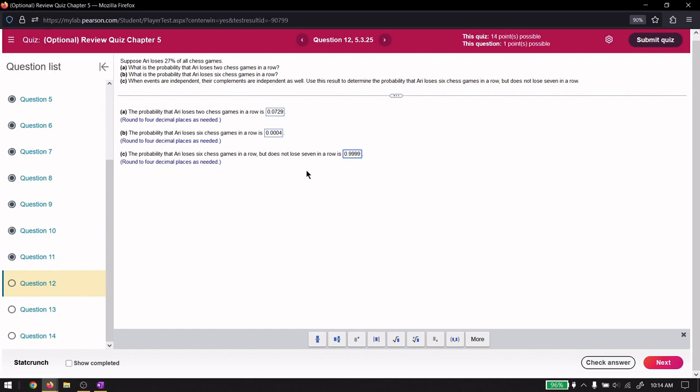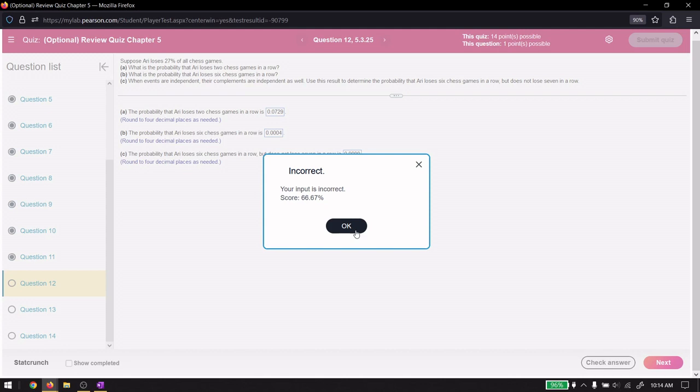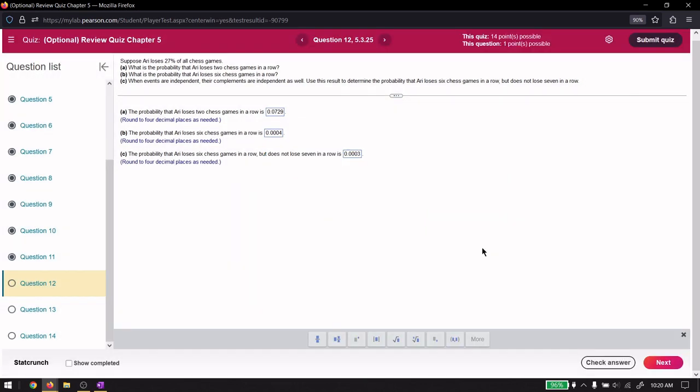Highly unlikely to not happen. So this is going to be pretty much guaranteed to happen. Check that. Okay, let me see what I did wrong here. Okay, the problem wasn't with the last problem. What I had found wasn't quite what we were looking for. What I had found was the probability that Ari does not lose 7 games in a row. What they are asking for is what's the probability that Ari loses 6 games in a row, but not the 7th.